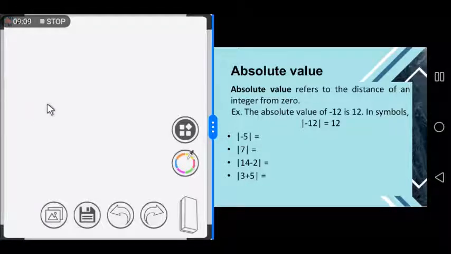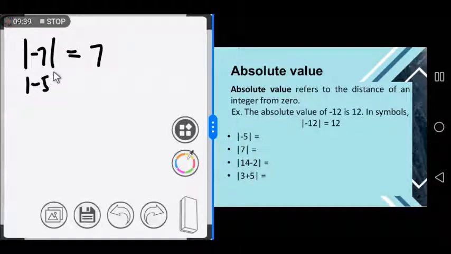Okay, in symbols, when you see this symbol with an integer inside, for example negative 7, we are referring to the distance of negative 7 from 0. And always remember that distance will always be positive. So if you see the sign, just disregard whatever sign is inside. Negative 7 becomes positive 7. On our given, negative 5 will become positive 5. Then the distance of positive 7 from 0 is still positive 7.